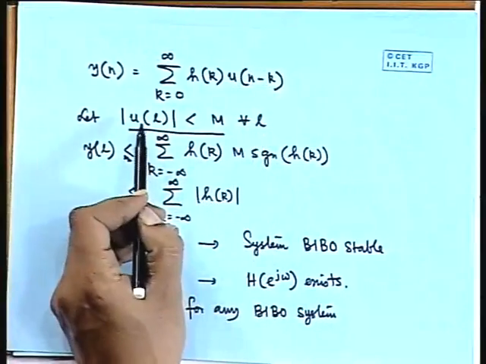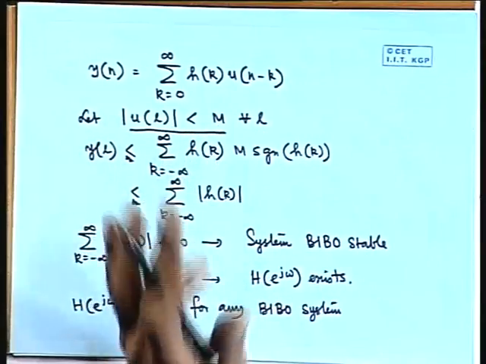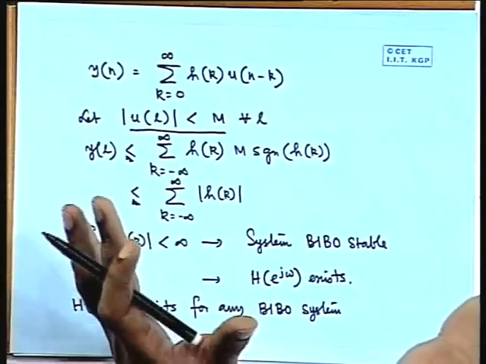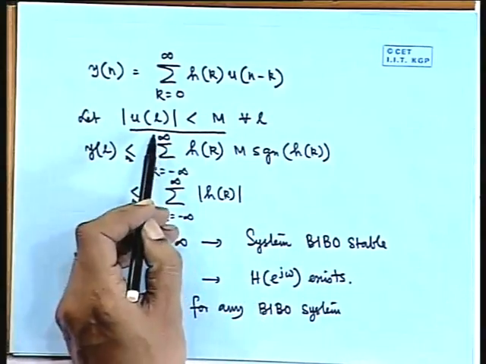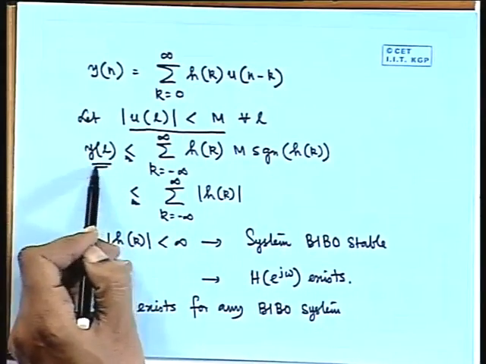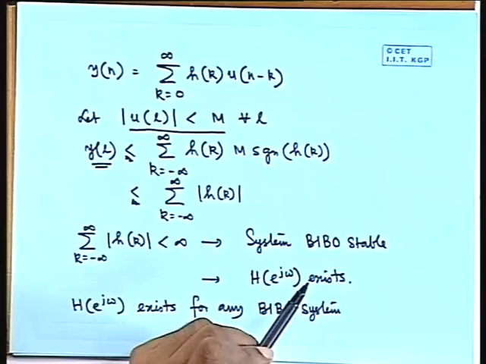So let the input be bounded. For all l, the magnitude of u_l must be less than M, where M is some fixed number, however large. So we are considering a bounded input. If u is bounded, then how is y bounded?